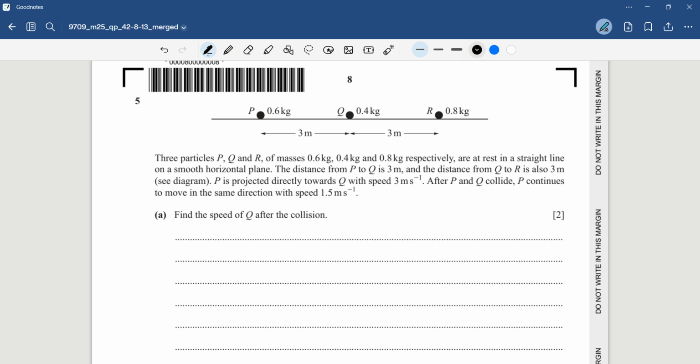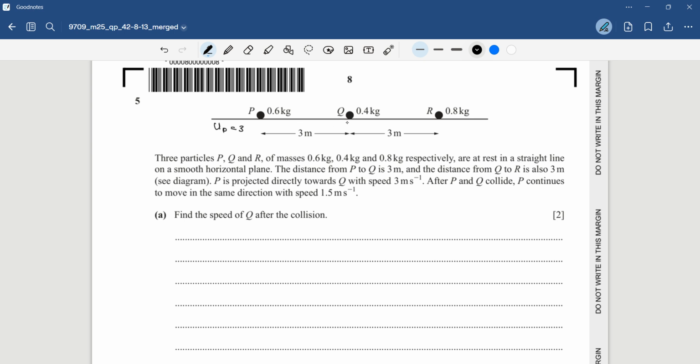On a smooth horizontal plane, the distance from P to Q is 3, and the distance from Q to R is also 3. The particle P is projected directly towards Q with a speed of 3. After P collides with Q, P continues to move in the same direction with a speed of 1.5. Find the speed of Q after the collision. So here, there is nothing much, because if you notice, the initial speed of P is 3. So we can just write here UP is equivalent to 3.